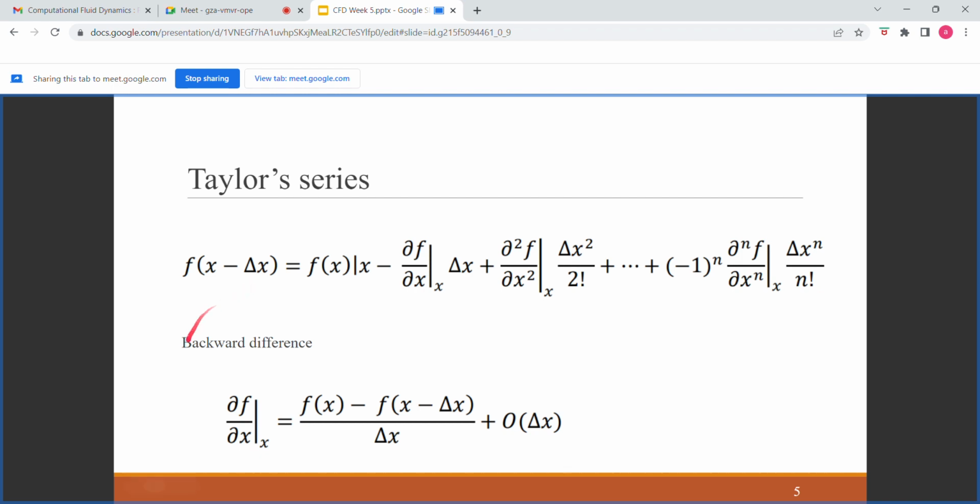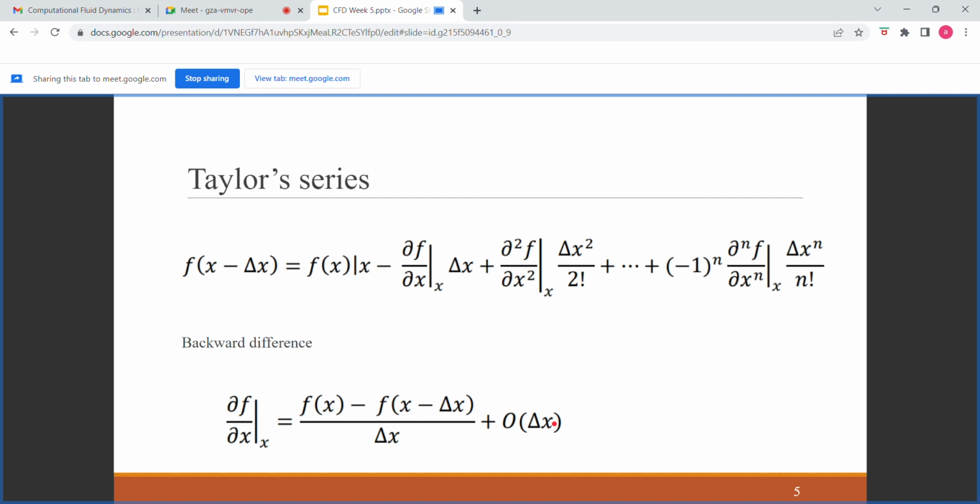So the backward difference formula arises by taking a similar approach, where we take the first three terms and move f of x minus delta x to that side, and using delta x. Since, similar to the last approach, the order is delta x, it is first order accurate.